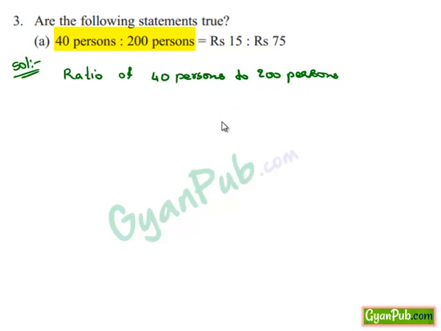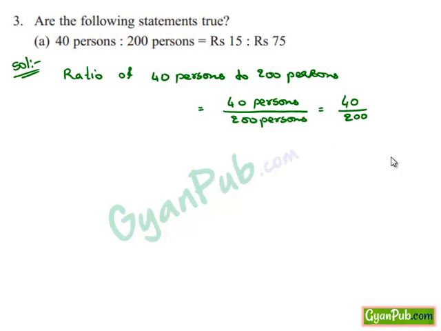We know that the ratio is comparing two quantities of same units. Here 40% upon 200% have same units. So we can cancel out the units and we will get the fraction as 40 upon 200. Now 40 can be written as 40 times 1 and 200 can be written as 40 times 5. So 40 in the numerator and 40 in the denominator gets cancelled, which gives the ratio of 40% to 200% as 1 upon 5.